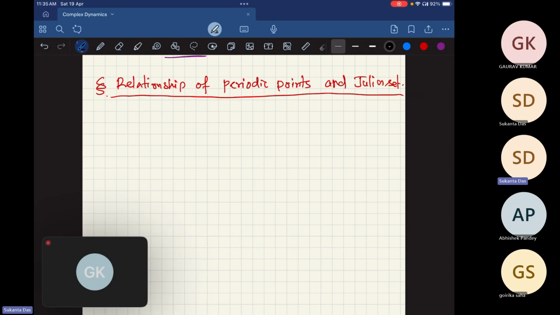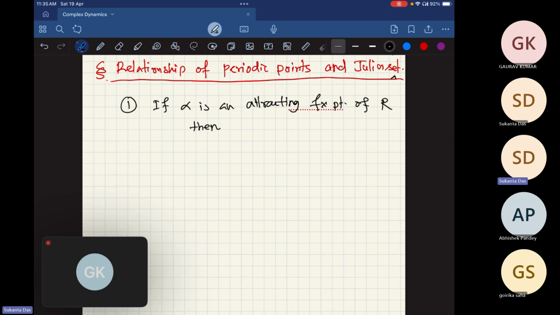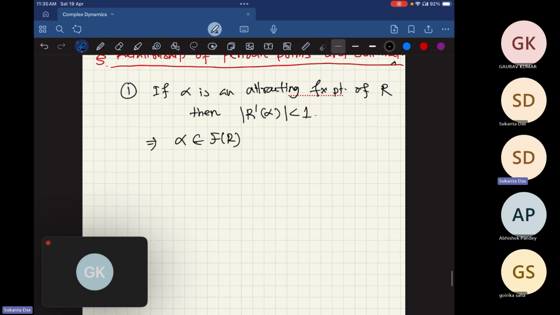The first one I'll start with concerns the Julia set as well as the Fatou set, because if you study the periodic points, you can talk about the Fatou set and Julia set. So the first one is that suppose R is a rational map of degree at least 2. If alpha is an attracting fixed point of R, then we know that for the attracting case, the modulus of R dash alpha is less than 1, and indeed this alpha belongs to the Fatou set of R. So attracting fixed points are always in the Fatou set of R.